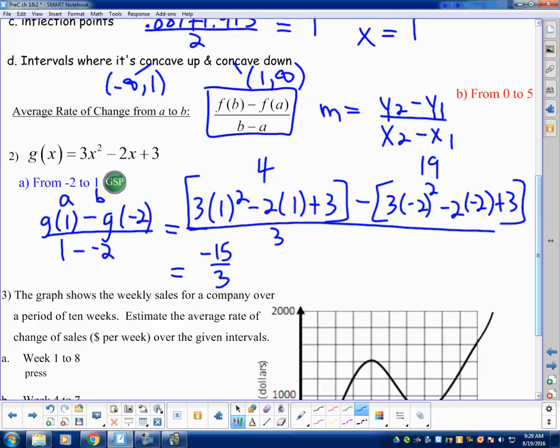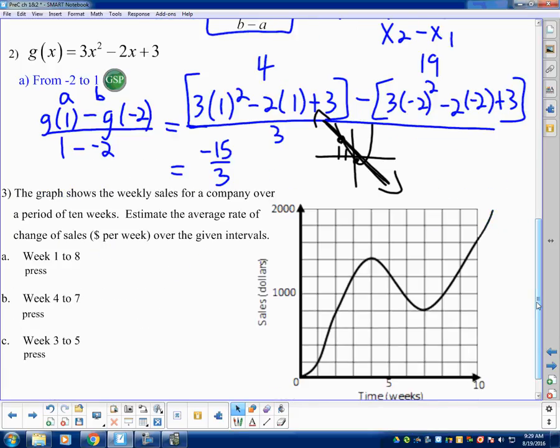Just to give you a picture of what this might look like. It's the parabola here. It might be going from negative 2 to 1. So maybe we have a vertex somewhere over here, something like that. So here's negative 2. Here is, say, 1 down here. What I'm saying is this slope is negative 15/3.